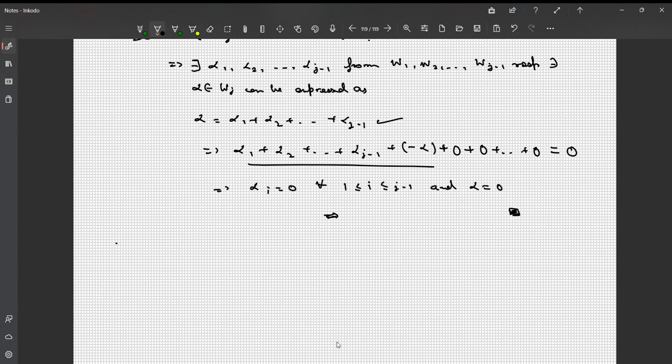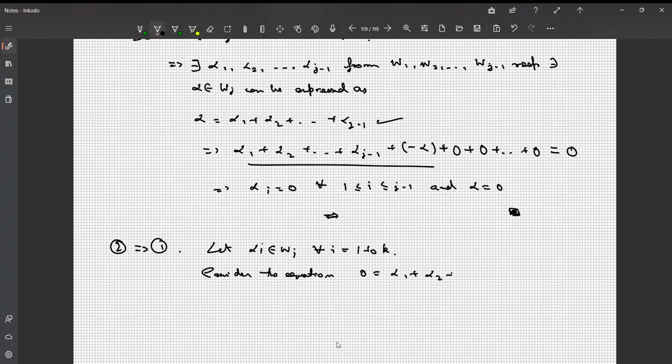Now we need to show whether 2 implies 1 or not. So what we do is that simply we let alpha i belong to Wi for all i equal to 1 to k. Okay. Consider the equation 0 is equal to alpha 1 plus alpha 2 and so on till alpha k.